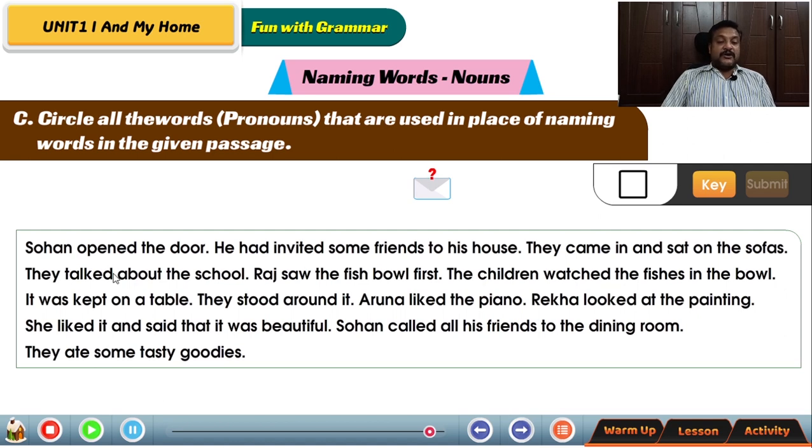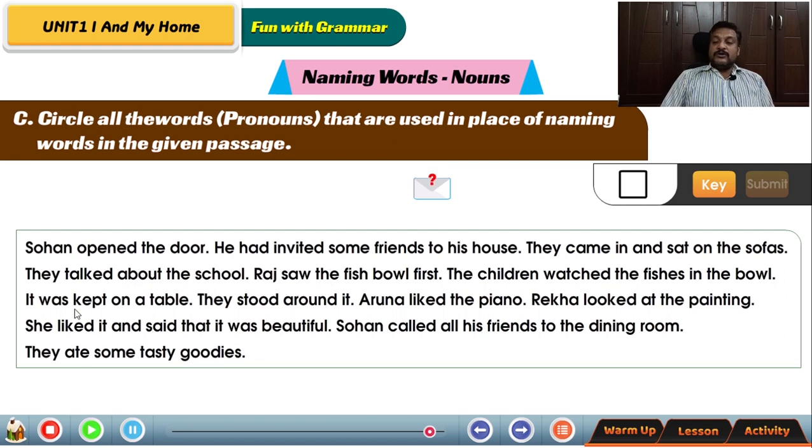Okay. So Sohan opened the door. He had invited some friends to his house. They came in and sat on the sofas. They talked about the school. Raj saw the fish bowl first. The children watched the fishes in the bowl. It was kept on a table. They stood around it. Aruna liked the piano. Rekha looked at the painting. She liked it and said it was beautiful. Sohan called all his friends to the dining room. They ate some tasty goodies.